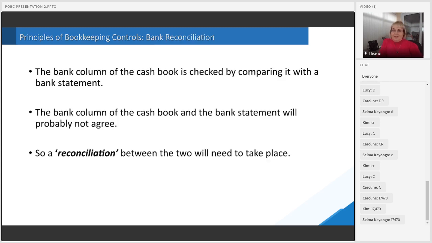So we're going to complete a bank reconciliation, and that bank reconciliation is a comparison of our records, so the cash book, the bank column on the cash book, to the bank statement. And as I said previously, guys, they probably won't agree. There will be a difference. And therefore, we need to complete a reconciliation between the two, which identifies why there's differences and helps us appreciate why those differences exist. Not to remove them, just to help us understand them.